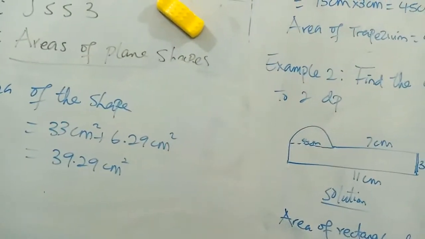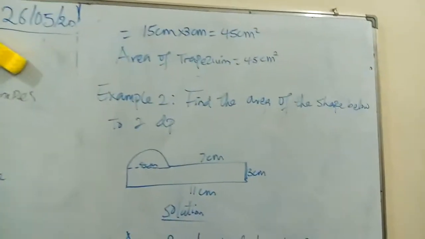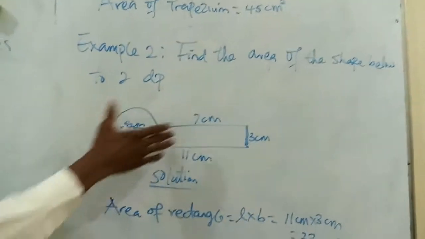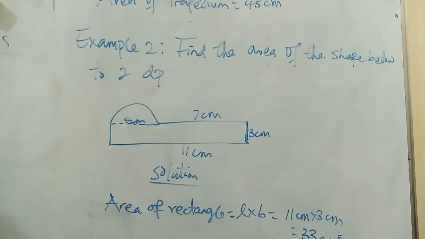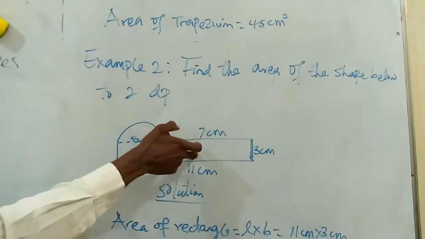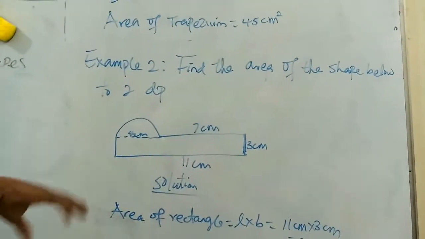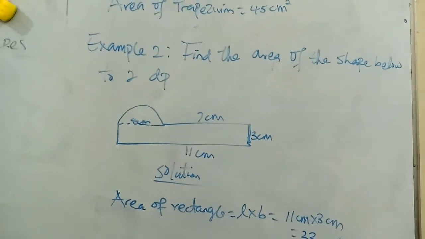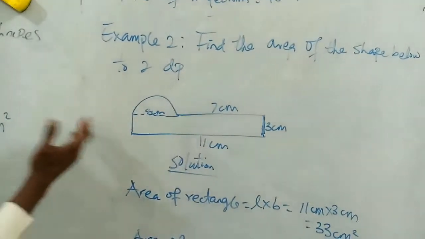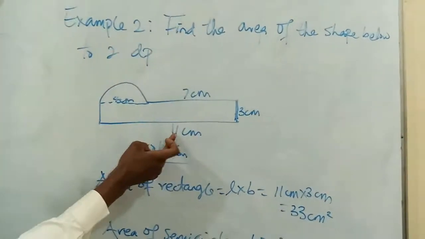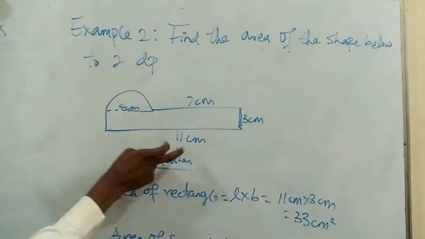Let's go through it once again. Find the area of the shape we have on the board, correct to 2 decimal places. And we have these 2 figures on the board. Now we are not told that we have 2 plane shapes on the board. It is left for you to figure out the figure you have, to know the number of plane shapes you have. Now looking at it, we see that there's a rectangle here having length and breadth. You can see these 2 opposite sides are equal. 7 plus 4 still gives us 11.